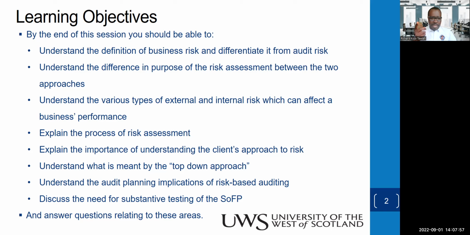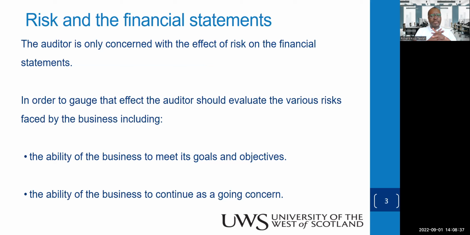We look at the process of risk management, the importance of understanding the client's approach to risk, what we mean by the top-down approach, and how we understand audit planning and its implication for risk-based auditing, and the need to conduct substantive testing in the statement of financial position. Once again, this is a summary, and you can see it in chapter 14. Then again, review the whole of chapters 5 to 8 in the ACCA text. Chapter 14 of the core text and chapters 5 to 8 will cover the heart of evidence gathering when we come to auditing in our module. Risk and financial statements.